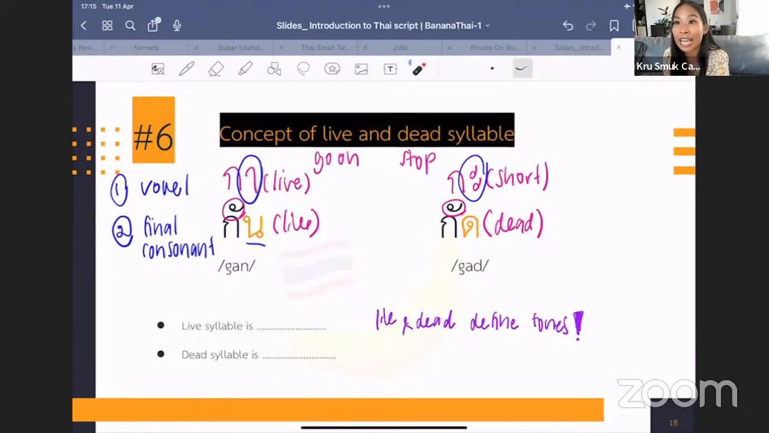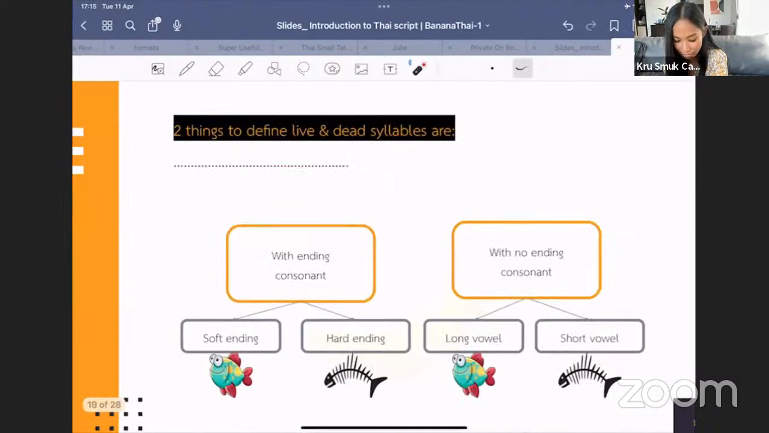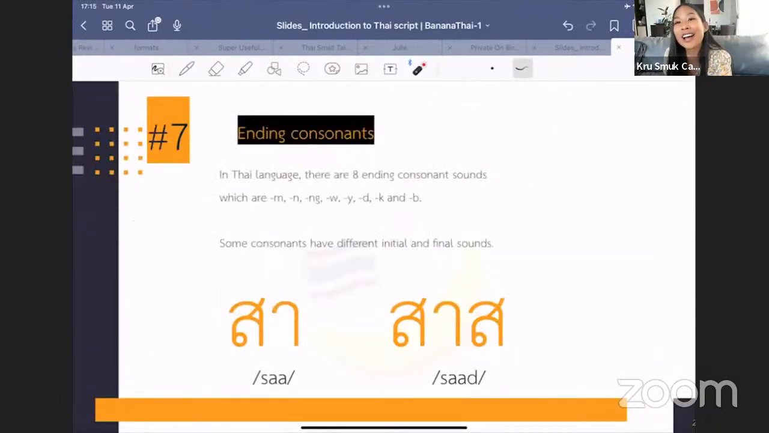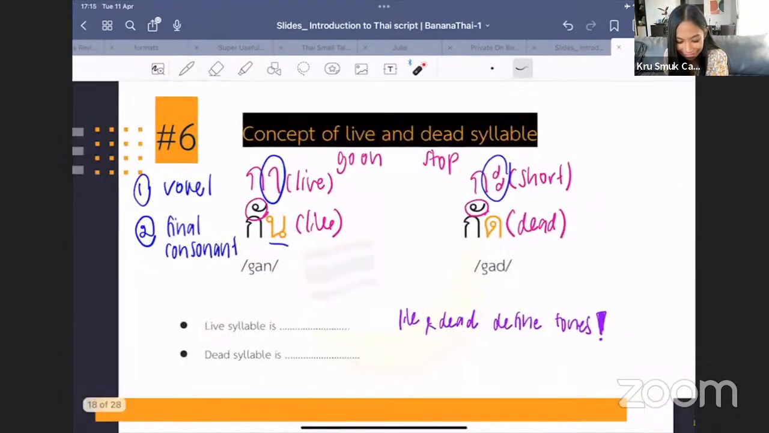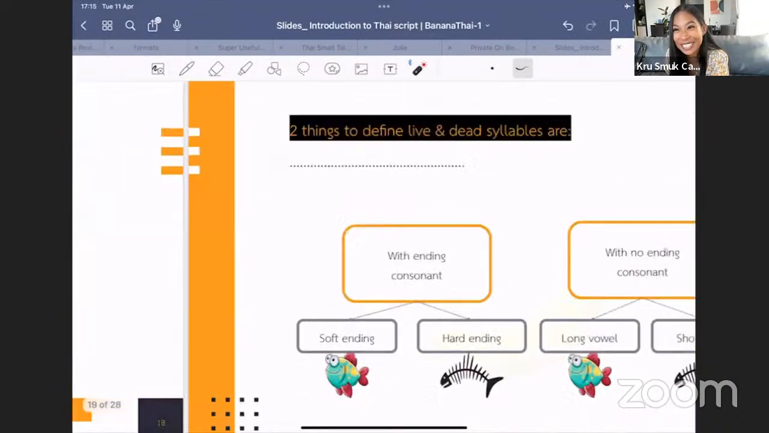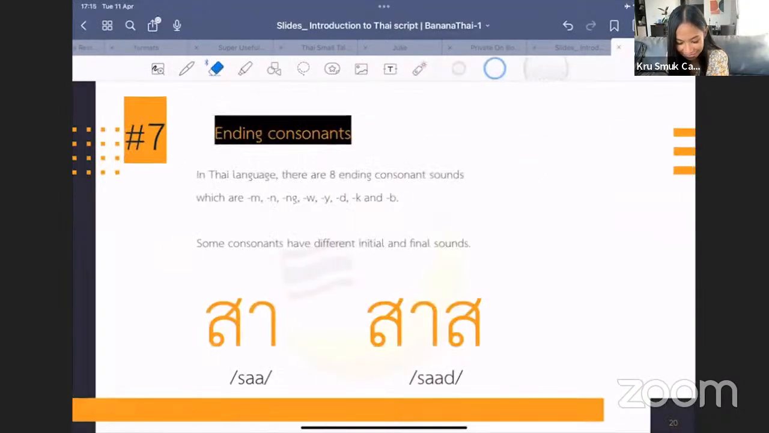Okay, learn live and dead syllable. As I mentioned, one of the keys of live and dead is the final consonant sound. You need to learn the final consonant sound. Oh, actually, it's here. Sorry. What I explained to you earlier about the r is here. So the ending consonant sound.